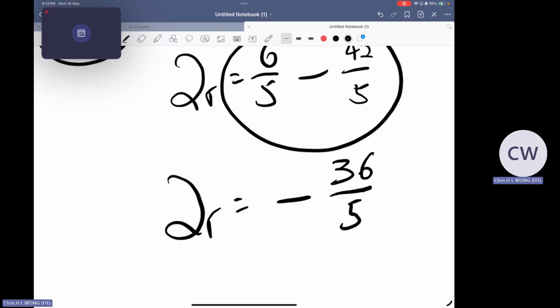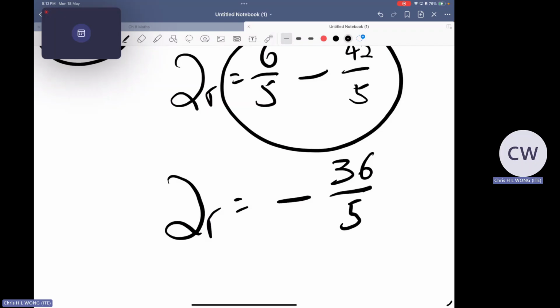Now R is alone. What do you want to get rid of? 2. How do you get rid of 2? Can you do cross multiply now? You can. It's alone already. The moment it is alone, you can do cross multiply. Get rid of 2. This 2 is actually 2 upon 1. The moment you bring over the 2, it becomes what? 2 on top becomes 2 below.